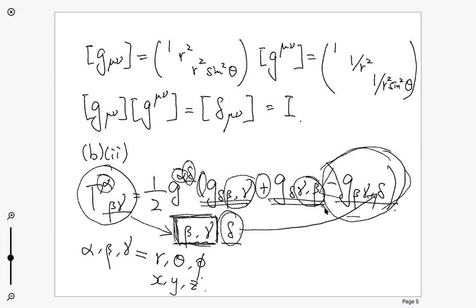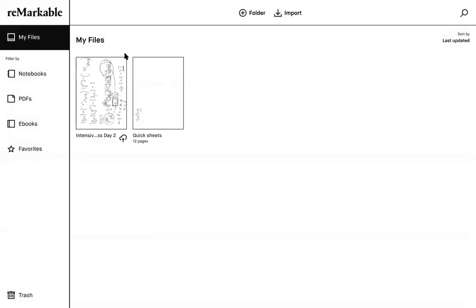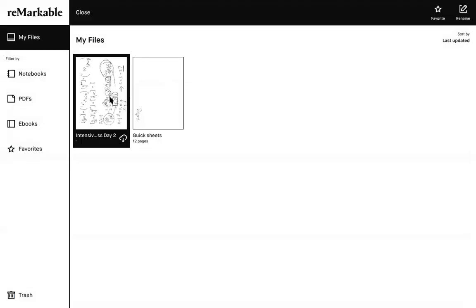So each of the indices here represents three different coordinates, and we have three of them. So technically, we should have 3 times 3 equals 27 components of the Christoffel symbols. Right? Does it make sense? So what we are supposed to do would be to really write down all of the possible components.